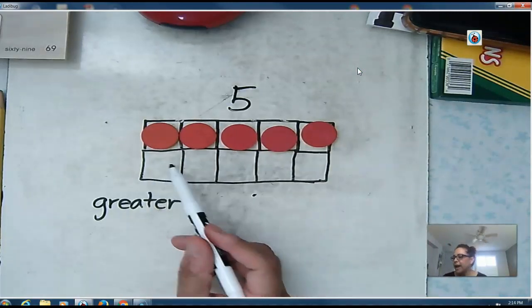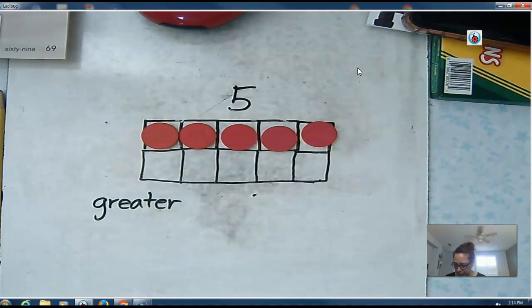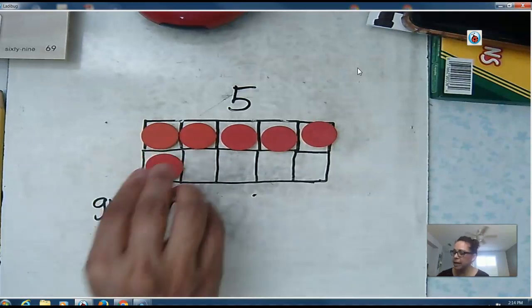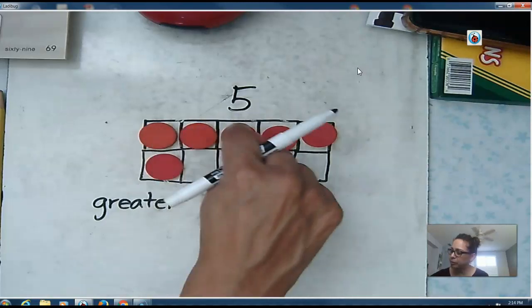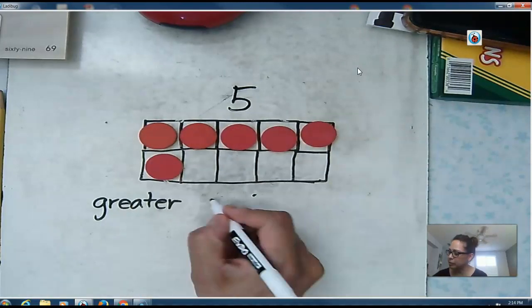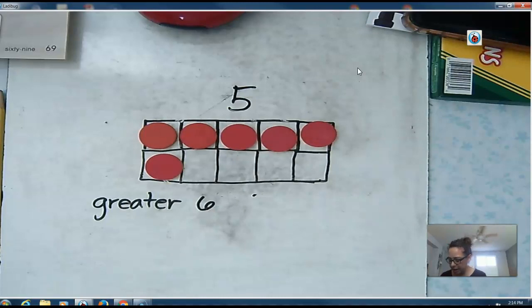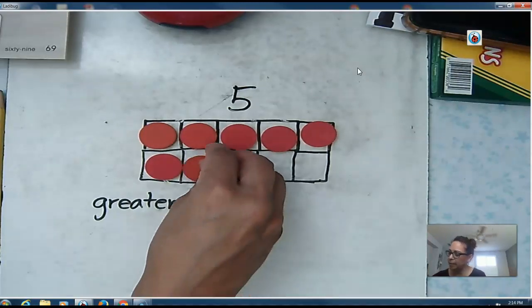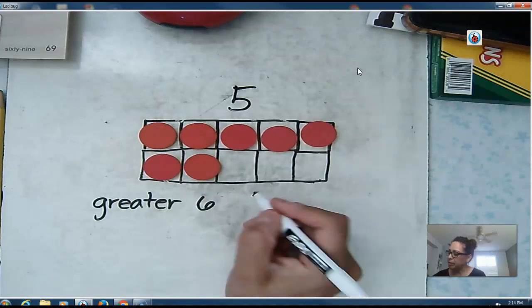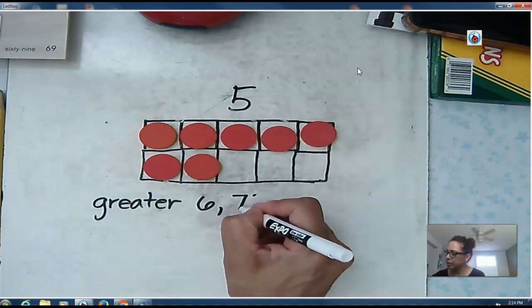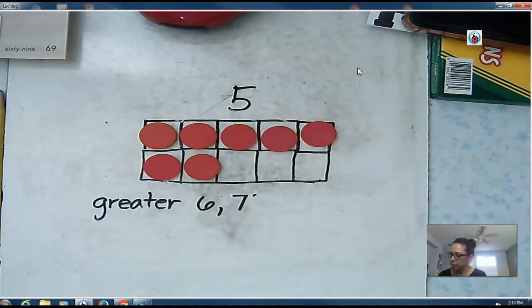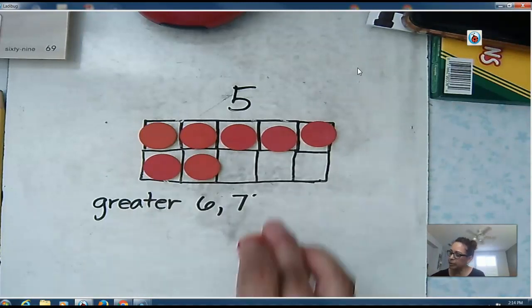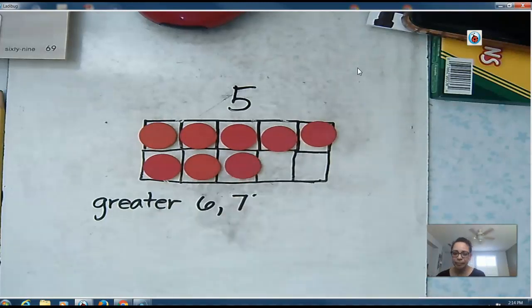So if I add another counter here, now it's going to be greater. And we have 1, 2, 3, 4, 5, 6 is greater than 5. And if we keep adding, the same thing will happen. We keep getting numbers that are greater than 5 because we're putting more in there. So what would be the next number? What comes after 7? 8.